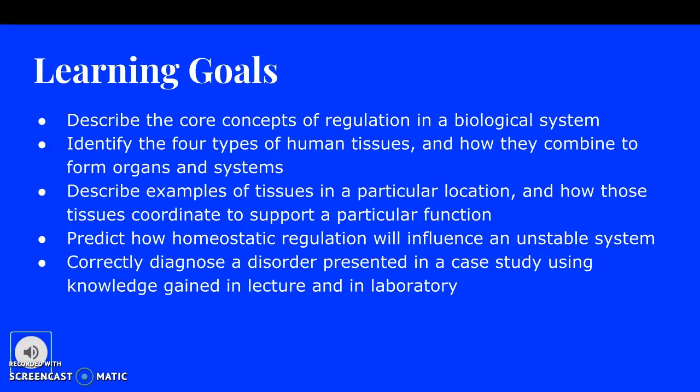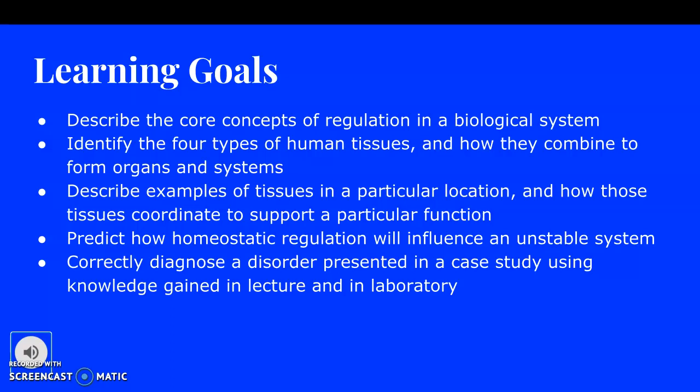With that being said, the first learning goal is to talk about the core concepts of how a biological system is regulated, the core things that allow for that regulation, and we're going to go more in depth about that. Then we're going to talk about the four types of tissues in the body and how they combine to form the organ systems, those really large systems that maintain the body and its processes, and the tissues and cells within those organ systems.